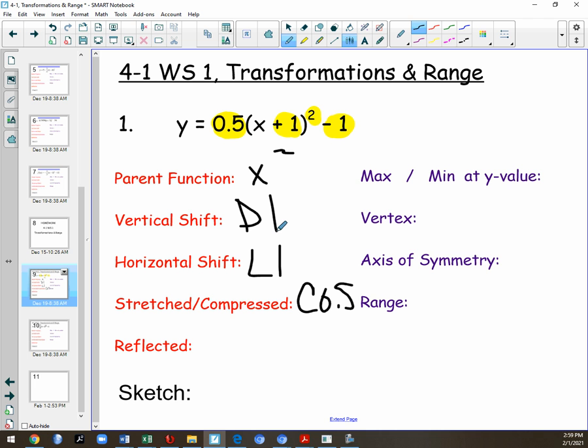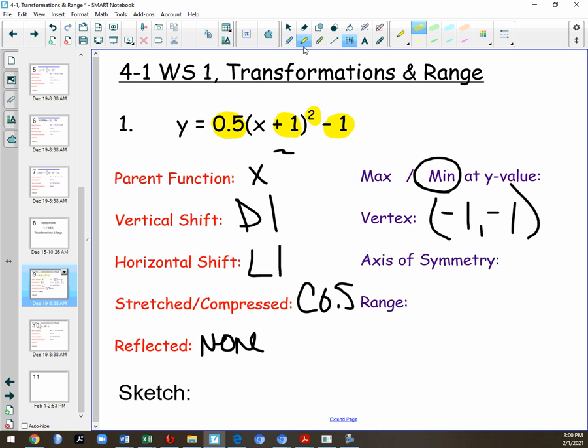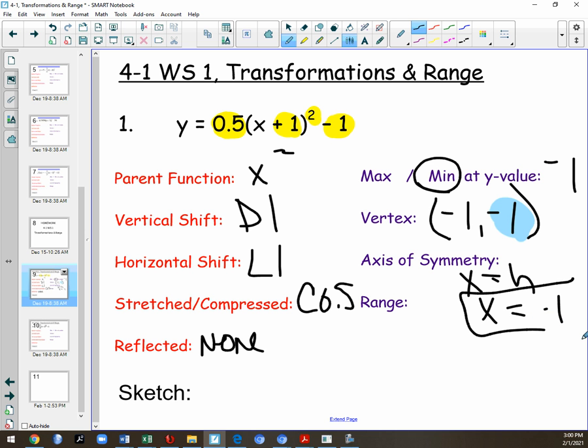There is no reflection, so since there is none, we are going to have a minimum value, and that is going to be at our vertex. Our vertex is going left 1 unit, so that's -1, and down 1 unit, that's -1. So I am going to have a lovely little minimum value at -1. My axis of symmetry is always going to be x equals h, so that is x equals -1.